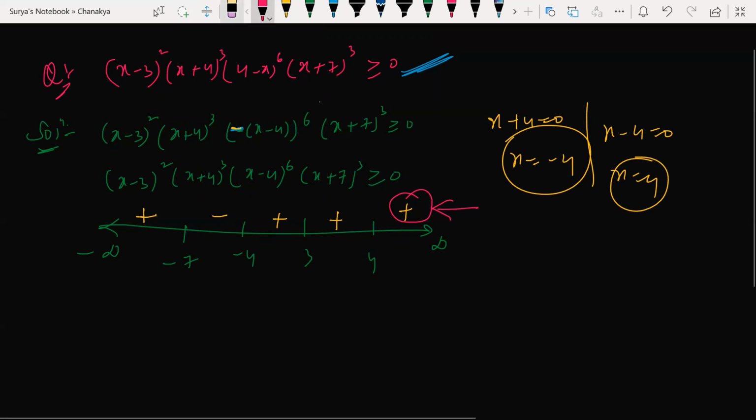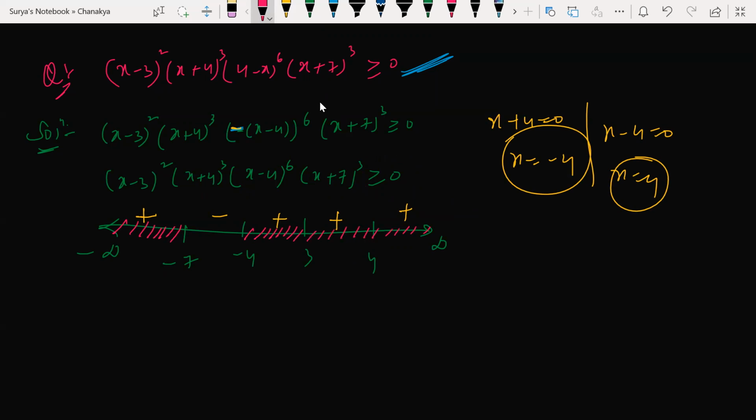So now we need the positive region. Why? Because it is asking about greater than or equal to 0. So positive region means I want these regions. So minus infinite to minus 7, open bracket here, close bracket here, union minus 4 to 3. You have to write a close bracket here also. Minus 4 to 3, close bracket, union 3 to 4, union then 4 to infinite. We can write it directly as minus 4 comma infinite.